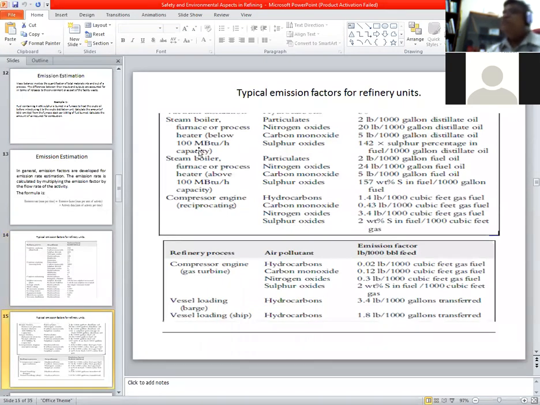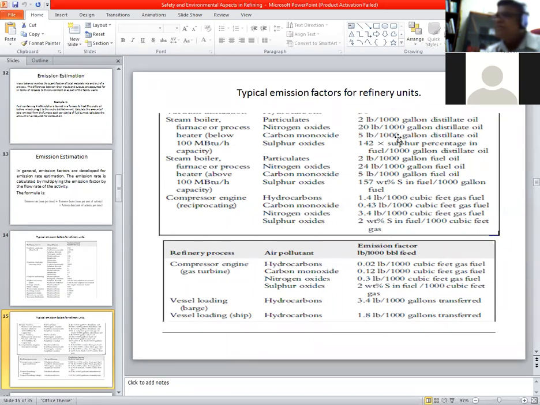Steam boiler, actually two types of steam boilers are given. One is given for capacity below 100 MBTU, where M stands for million and BTU stands for British thermal unit per hour. If your steam boiler is below 100 MBTU, you use this. If higher MBTU, you use this. But see here, some units are also given. You have to use this carefully.